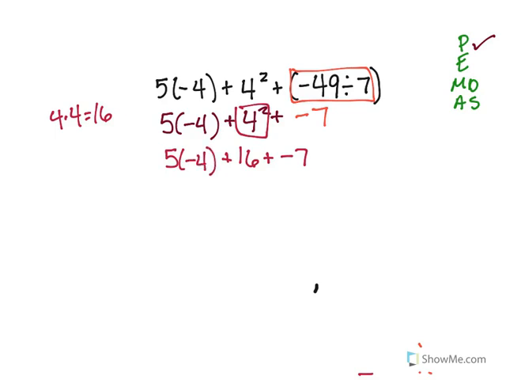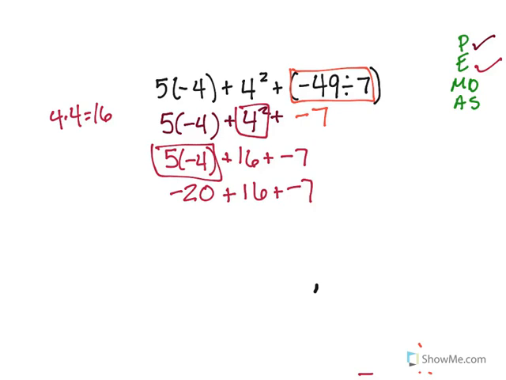Okay, now I'm going to do, I don't have any more exponents, so I'm going to do multiplication and division. And I have multiplication, that's 5 times negative 4, so that's going to be negative 20. And again, I'm going to copy everything down.